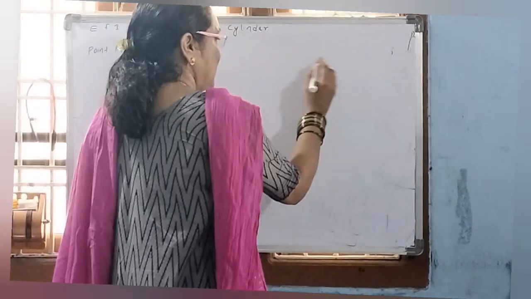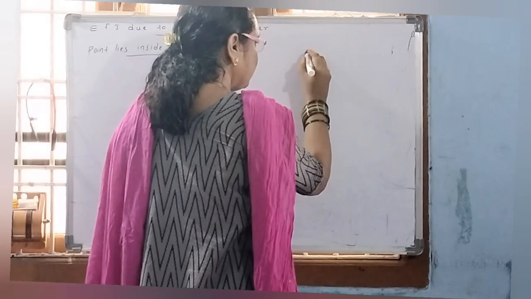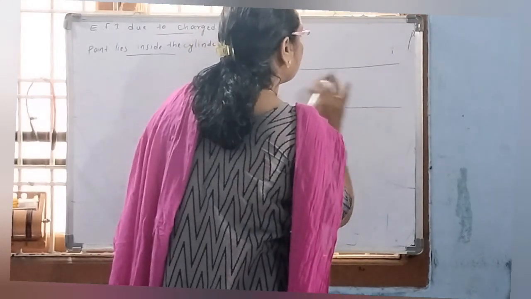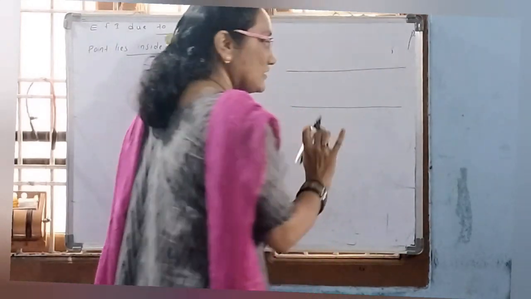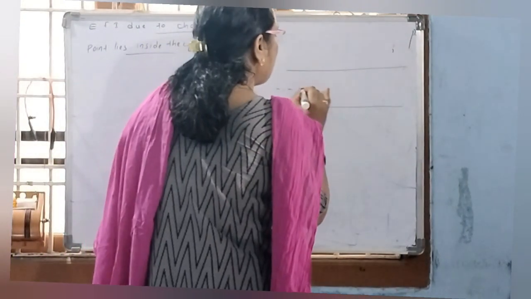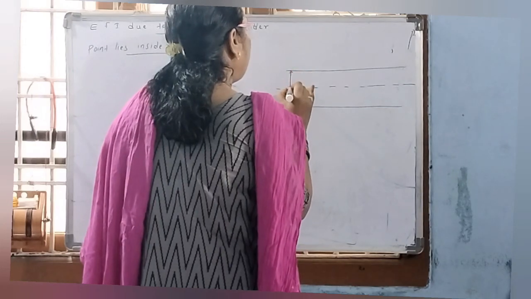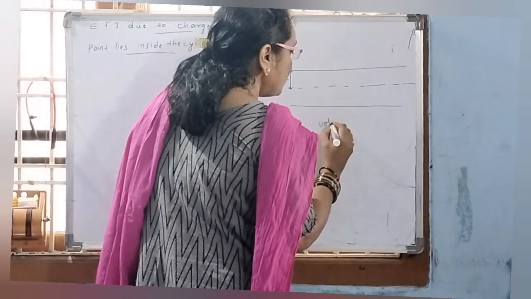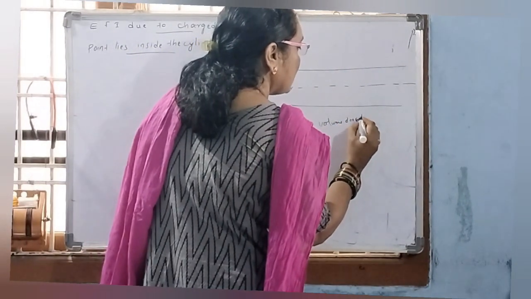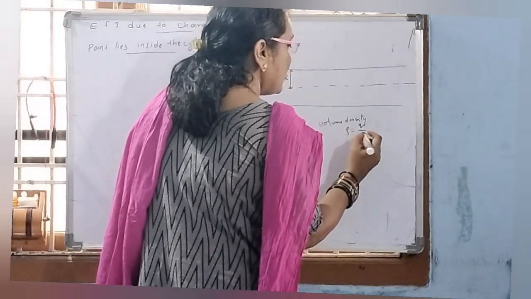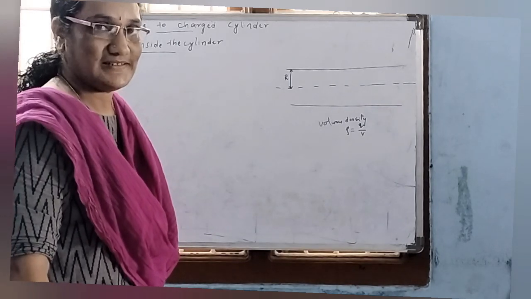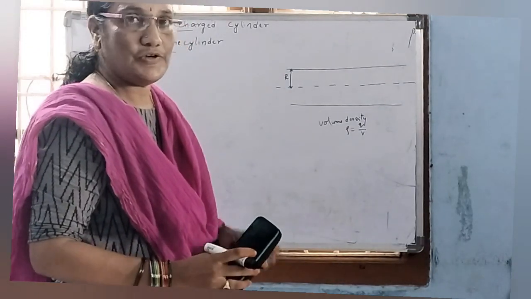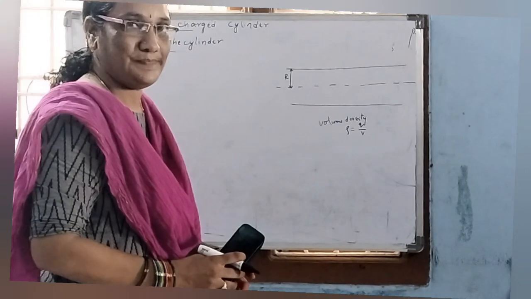For this, first let us consider a cylinder of infinite length. Now this is the axis of the cylinder. So the radius of the cylinder is capital R. Now, the volume density rho is the total charge per unit volume of the cylinder, right? So now rho is the volume density on the cylinder. The charge is uniformly distributed throughout the cylinder, right?